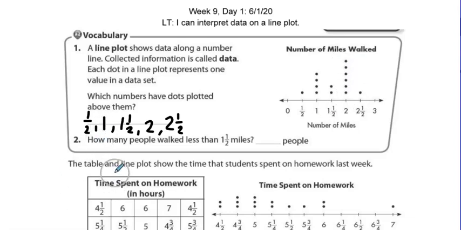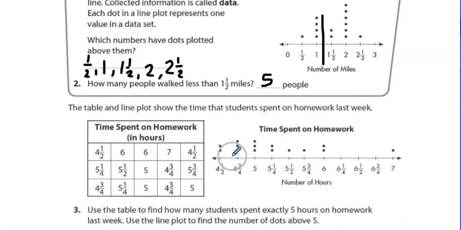So number 2 says how many people walked less than 1.5 miles. Less than this amount means that we don't even want to think about that. It doesn't say that or less than this amount. So you would only focus on the dots that are above a smaller number than 1.5. You would notice we have 1, 2, 3, 4, 5. So 5 people walked less than 1.5 miles.